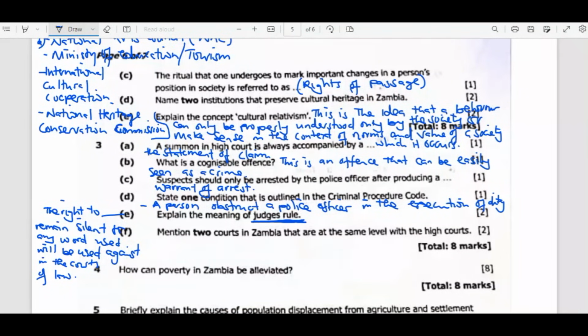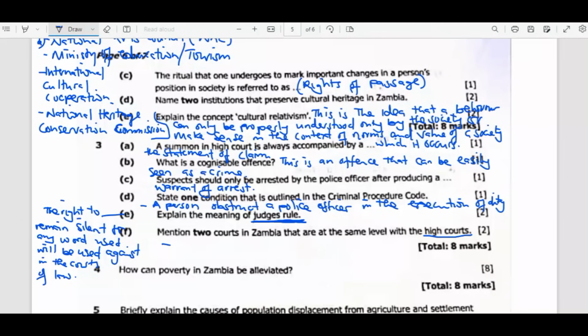Mention two courts in Zambia that are at the same level with the High Court. So there are about 3 courts that are on the same level with the High Court. So the first one is the industrial relations. So the industrial relations is at the same level with the High Court.